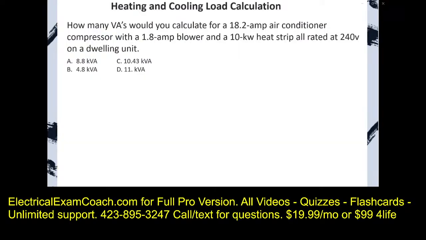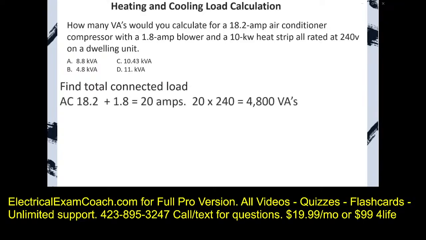How many VAs would you calculate for an 18.2 amp air conditioner compressor with a 1.8 amp blower and a 10 kW heat strip rated 240 on a dwelling unit? First thing we're going to do is find our total connected load. Let's do our air conditioning first.